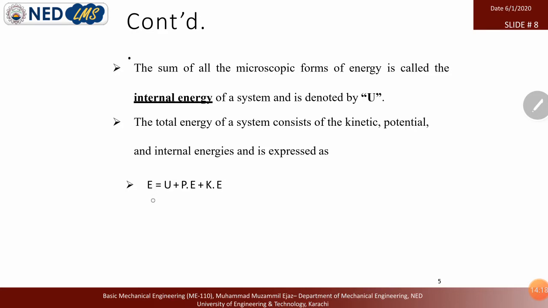If we call it the net total energy, then we can write delta E = delta U + delta PE + delta KE. If we are talking about two different processes of the energy, we have to find out the total energy, so we can express this in this form.